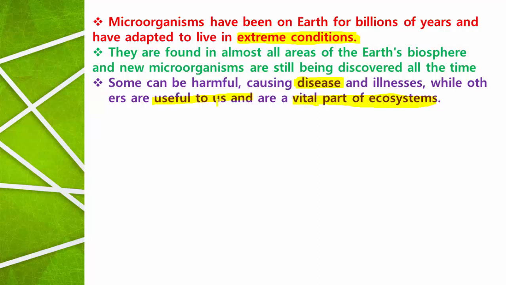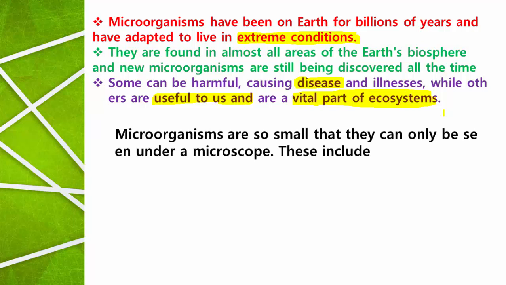Vital means important. They are very useful to human beings in the production of many products on a large scale, and they play an important role in the ecosystem. They are an important part of the ecosystem. So this is the introduction of microbes, and as I explained, microorganisms are so small that they can only be seen under a microscope.